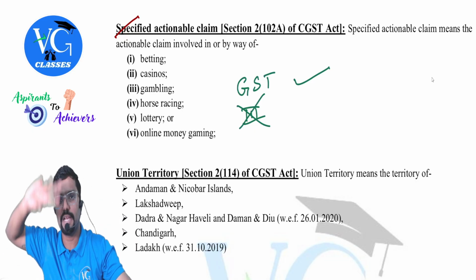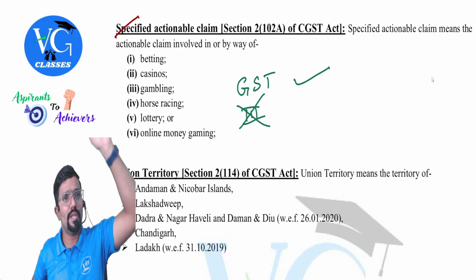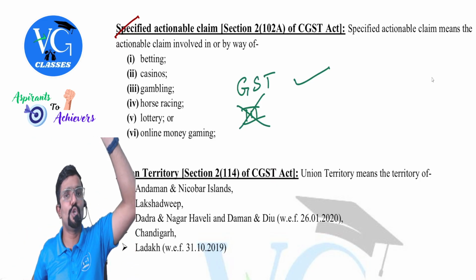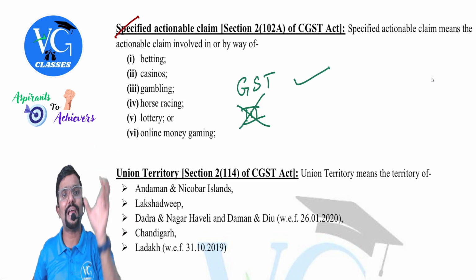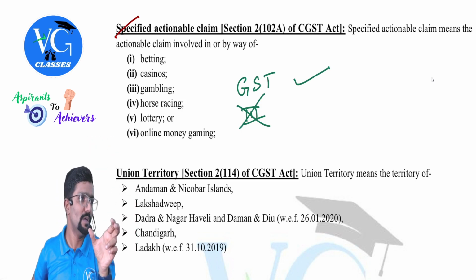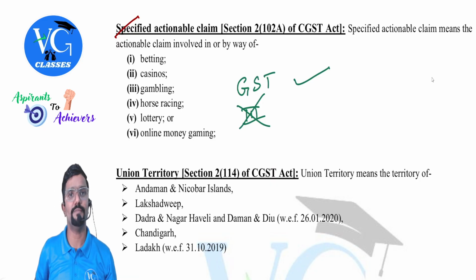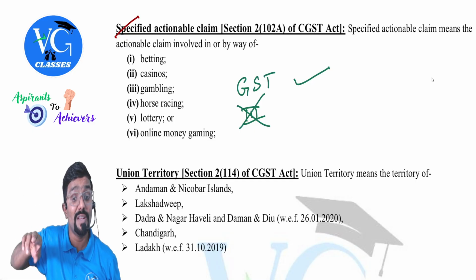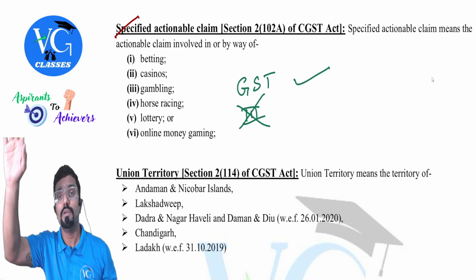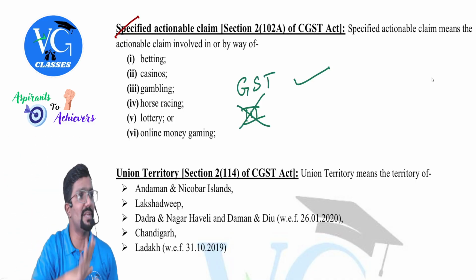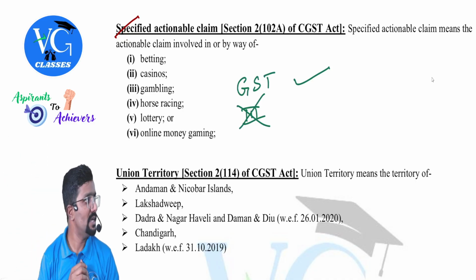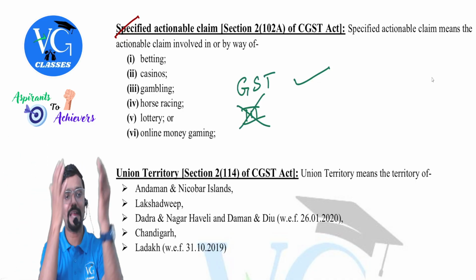I repeat. See, connection is there. First of all, if I see the goods definition given in Section 2(52), will goods include actionable claim? Yes. Now, if I go and read Schedule 3, they told actionable claim is covered in Schedule 3. That means not taxable. But they told other than specified actionable claim. Means specified actionable claim, is it covered in Schedule 3? No. That means it is understood GST applicable on that.